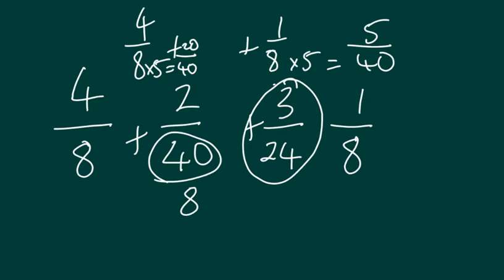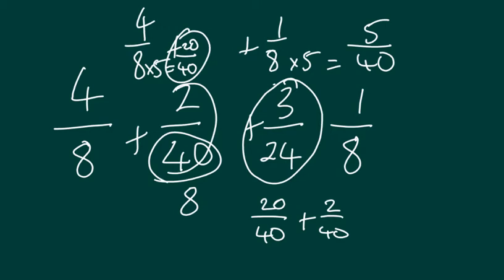So we've got 20 40ths. That's the same as 1/2. Yep, which is what we've got there. You've got 2 40ths, which is that bit there. And you've got 5 40ths. So how many 40ths have we got altogether? We've got 27 40ths.